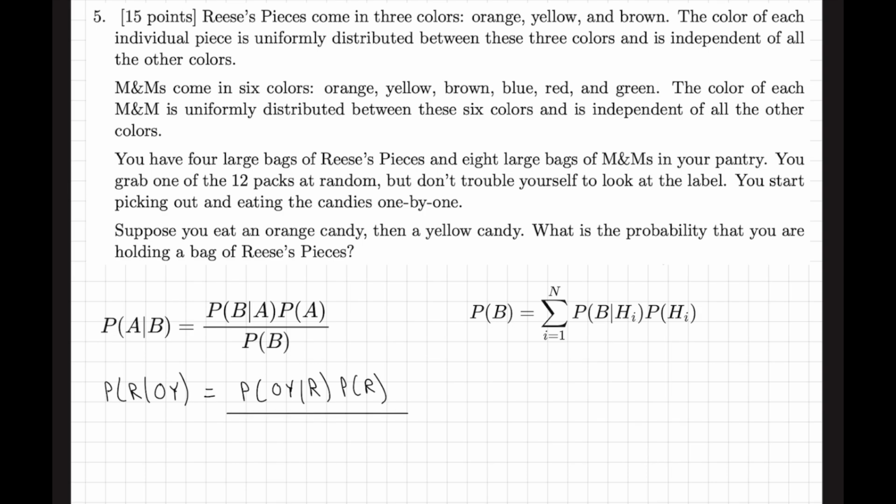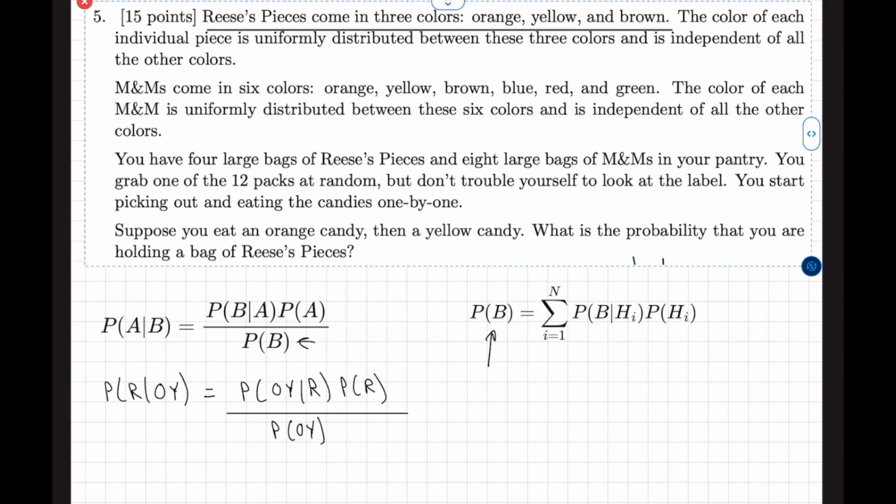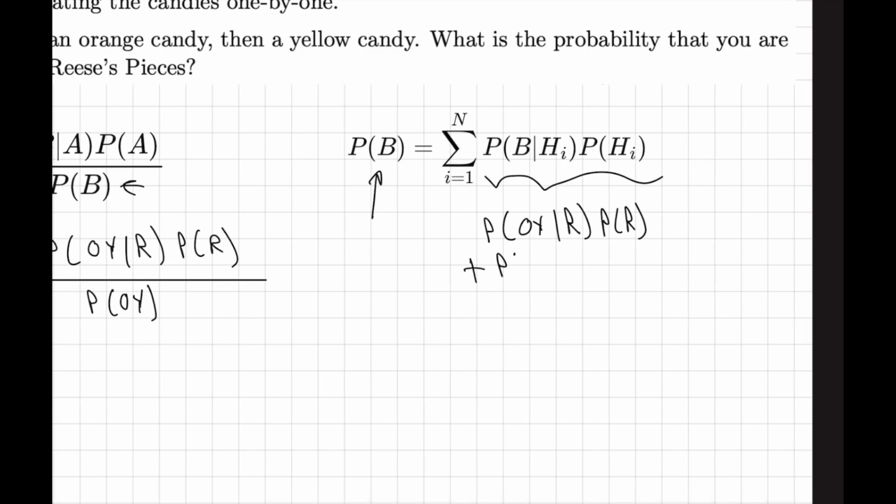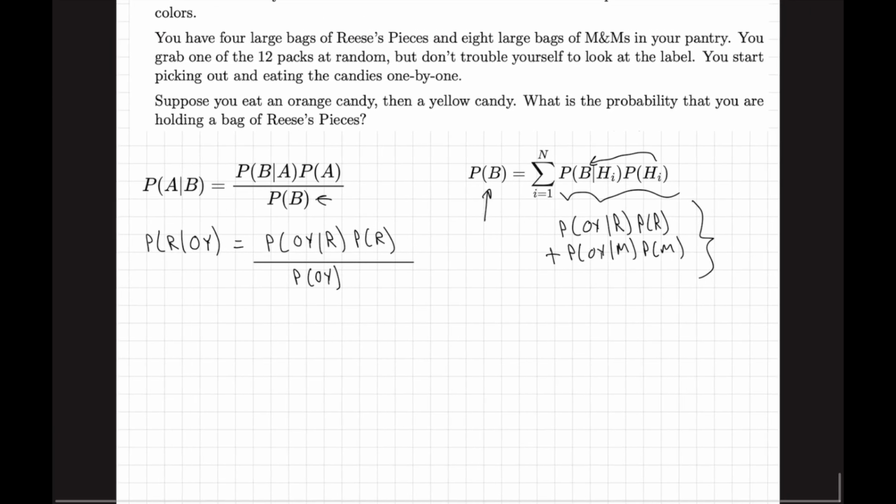And then in the denominator, we need to solve P of OY, the probability of orange yellow, and here we need to use the law of total probability, which states that if we add up the probabilities like this, the probability, say, orange yellow given Reese's times the probability of Reese's, but we also have to add the probability of orange yellow given it's an M&M bag times the probability of M&M bag, because there's two different events where we can get orange yellow.